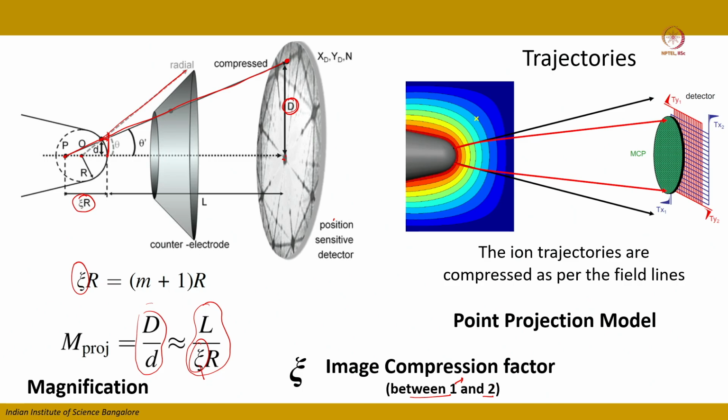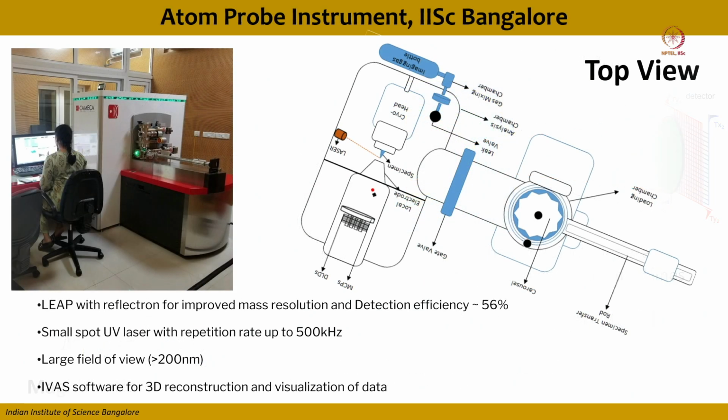Correct? So these are the two important factors, the field factor and the image compression factor, which have to be taken care of during the reconstruction. That takes care of the actual field lines which are distributed near the tip surface. Okay, so this is an instrument which is at IISc Bangalore.